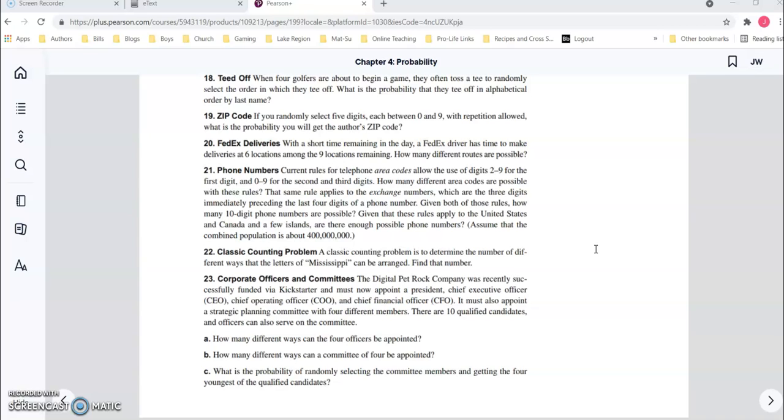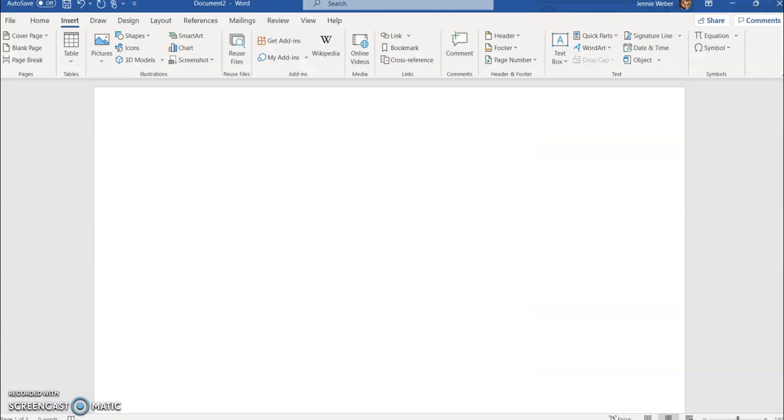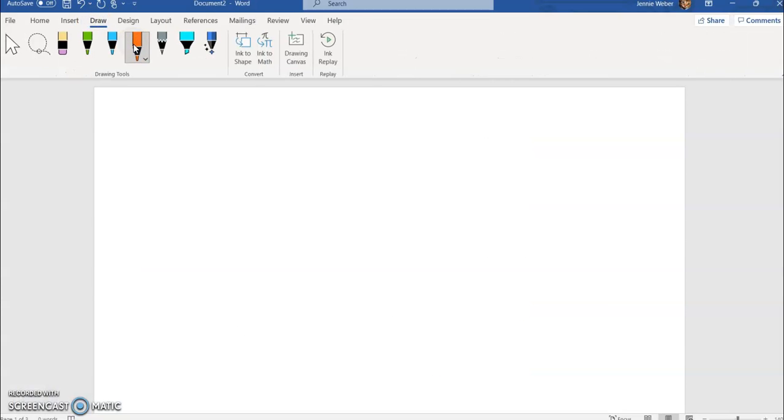There are 10 qualified candidates and officers can also serve on the committee. So how many different ways can the 4 officers be appointed? So we have 4 officers, and in this case, it does matter who is what, right? So order here matters. So this is a permutation. The first one, asking about the officers, is going to be a permutation. I'm looking for a subset here. So I'm not just counting up, I'm looking for a specific subset. So I want a permutation, and I have 10, and I'm going to choose 4, right?